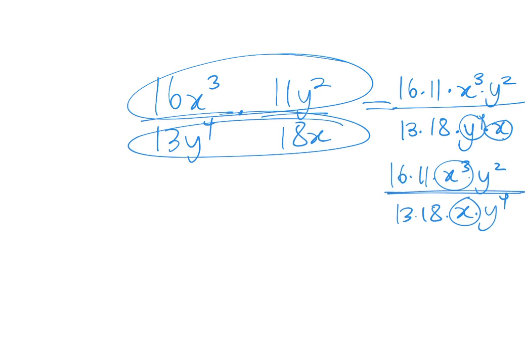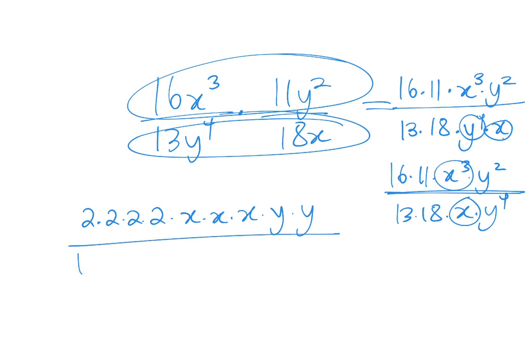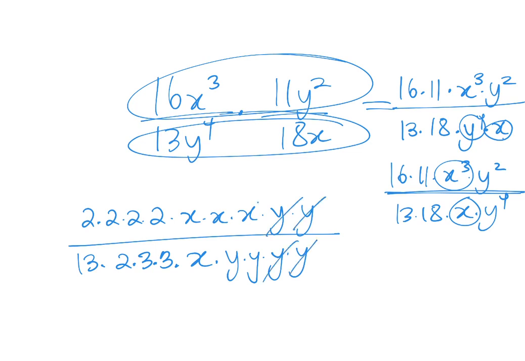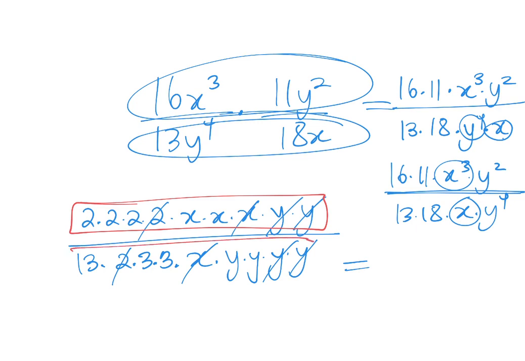And actually, let's go ahead and prime factorize as we write it all out. 2 times 2 times 2 times 2 times x times x times x times y divided by 13 is a prime number. And then 2 times 3 times 3 times x times y times y times y times y. So the y's will cancel. The x will cancel one of those. And then this 2 will cancel that 2. So now we basically put down what is left in the numerator and what is left in the denominator.